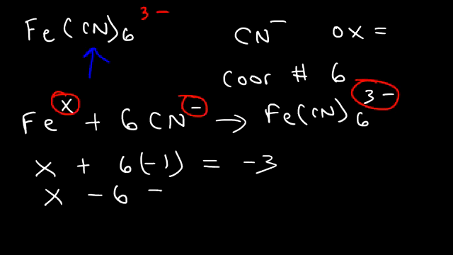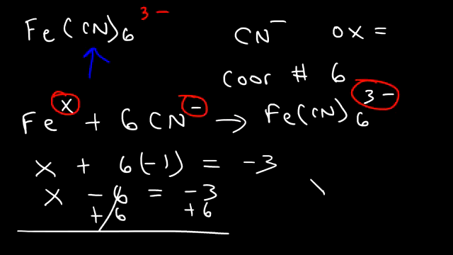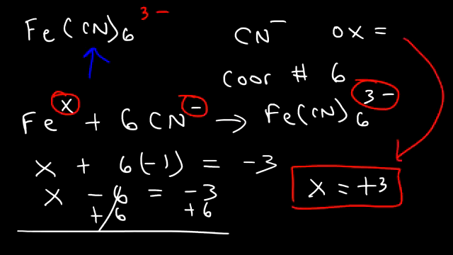So X minus 6 is equal to -3. So if we add 6 to both sides, we can see that X is -3 plus 6, or +3. So this is the oxidation state of Fe. So Fe has a +3 charge.